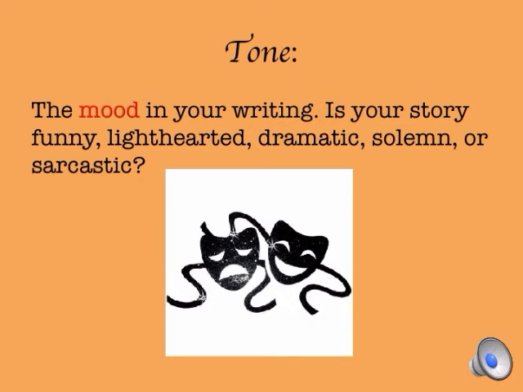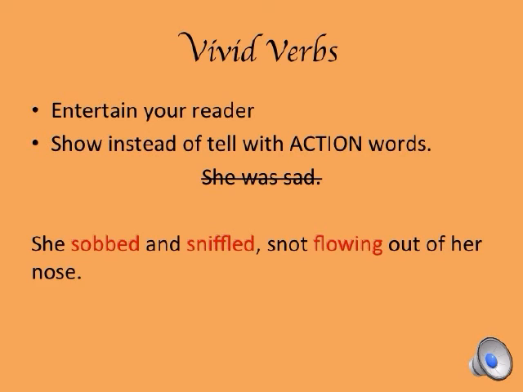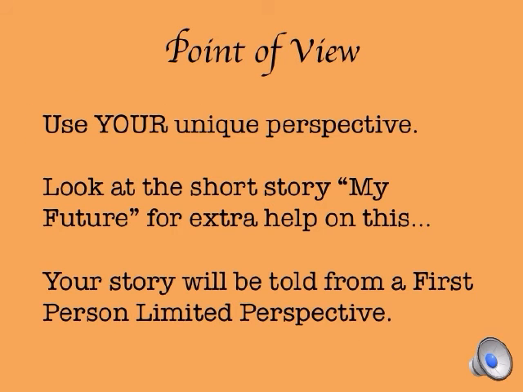Your story should also have a specific tone. That's mood in your writing. Is your story funny, lighthearted, dramatic, solemn, sarcastic? You want to keep one tone throughout. Just a quick return to vivid verbs we talked about before. I wanted to show you an example as well. So instead of simply saying she was sad, you want to give something a little bit more specific. Get rid of that dead verb and say something more like she sobbed and sniffled, snot flowing out of her nose. So you give somebody a vivid picture.